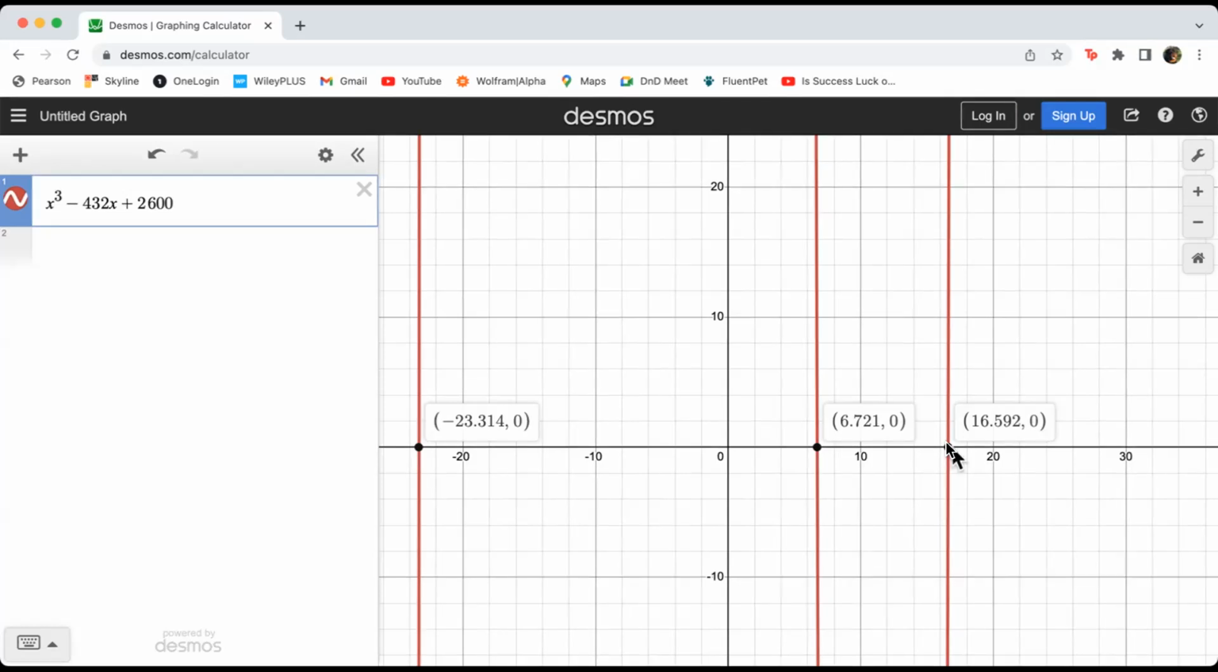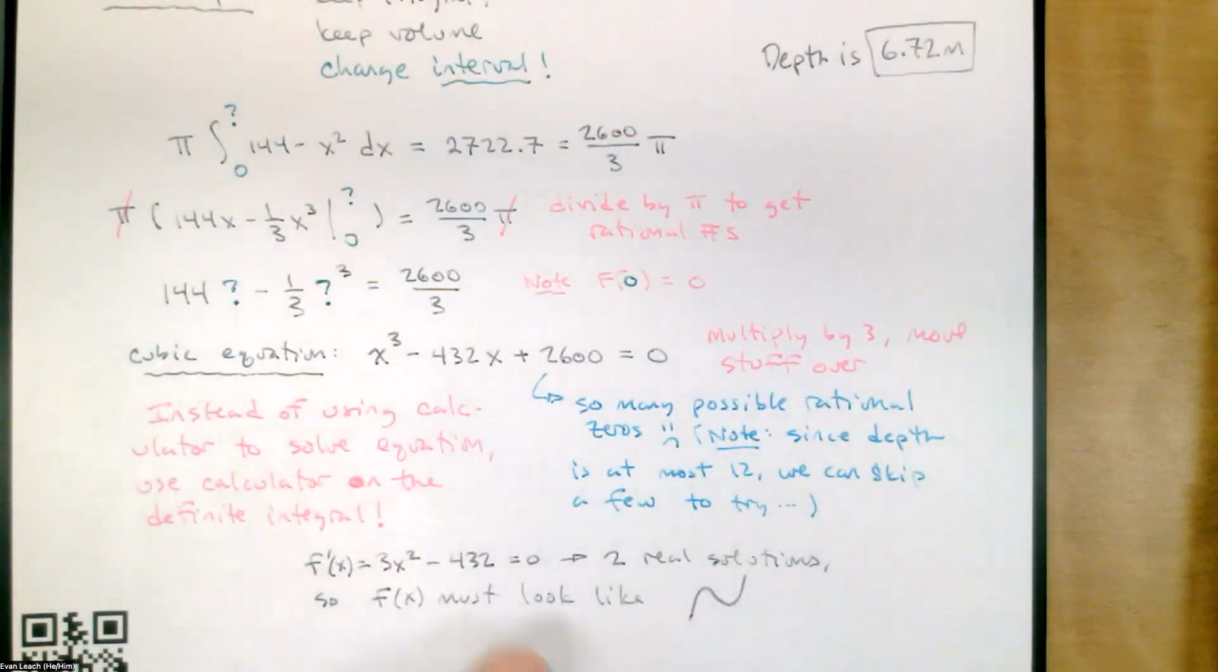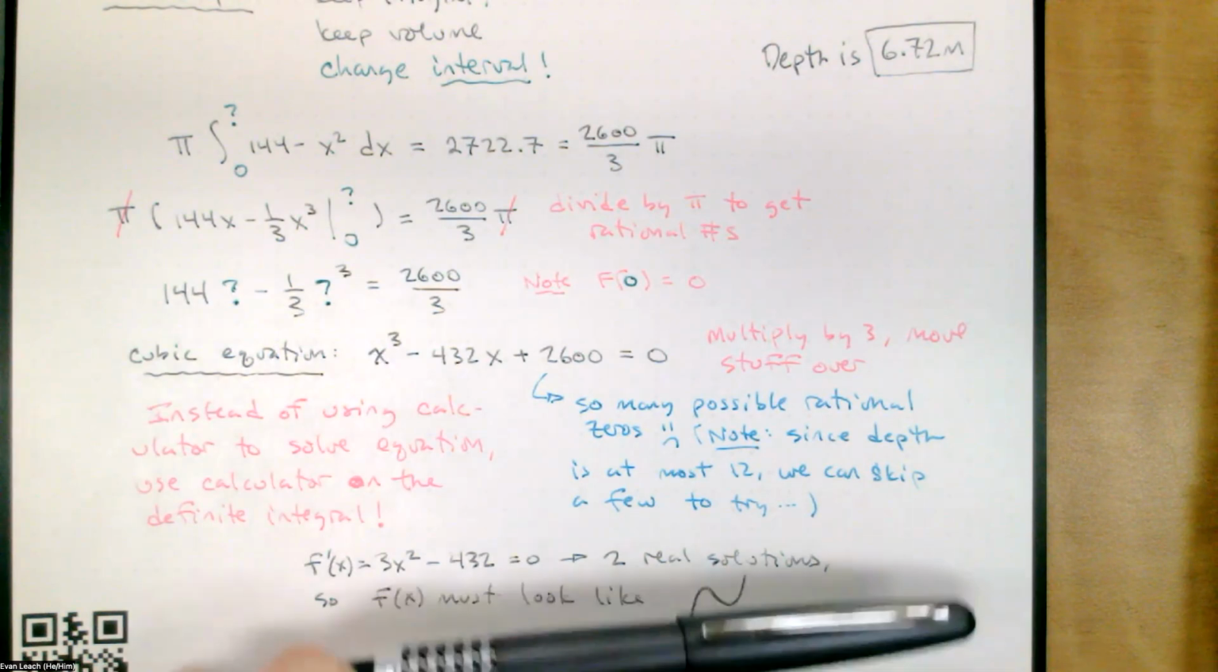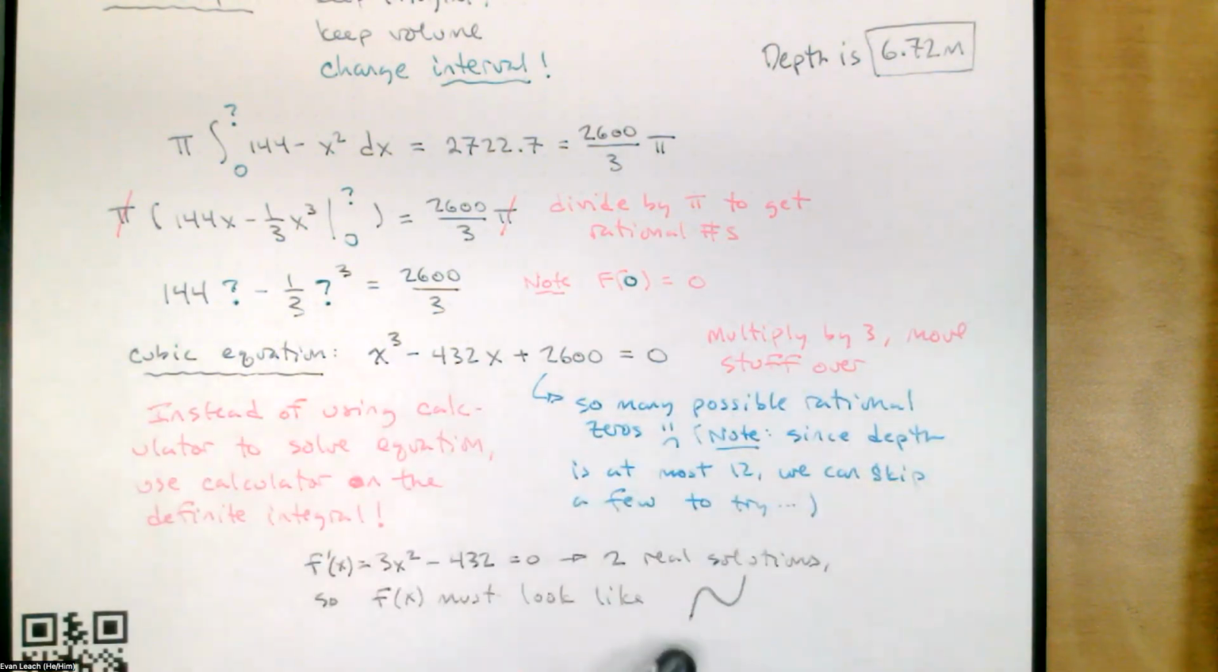Then thinking back to Calc 1, we looked at the derivative to find that there were two critical points, since our first derivative definitely has two critical points at plus and minus the square root of 432 over 3. So now we know more about the shape of the graph. The first derivative is not telling us where the x-axis is, but we know it has this shape. So there could be 2 or 3 real zeros.